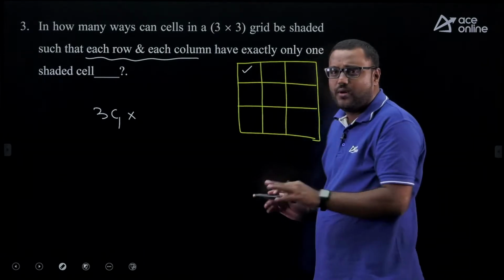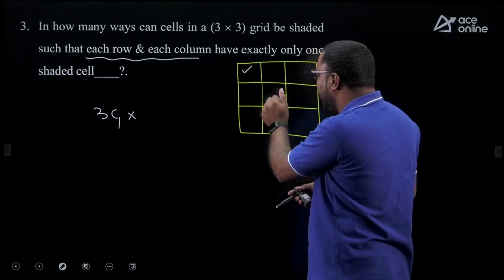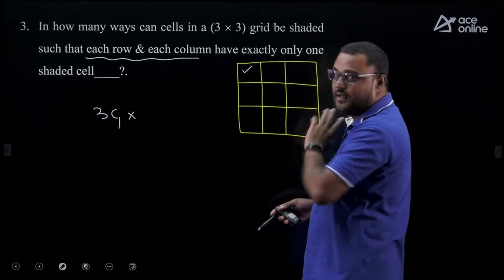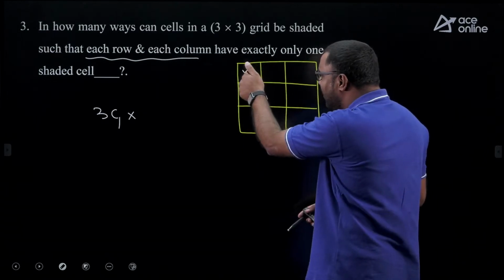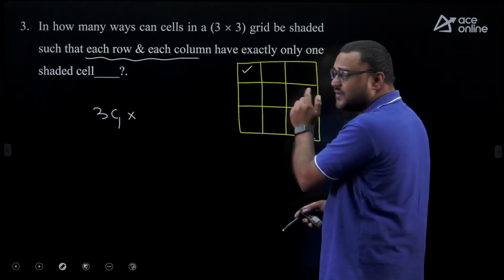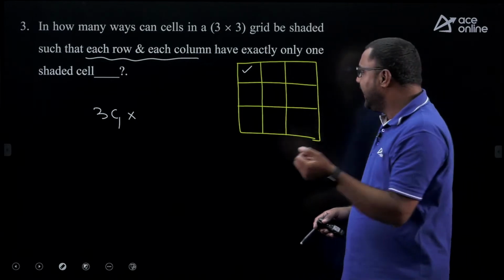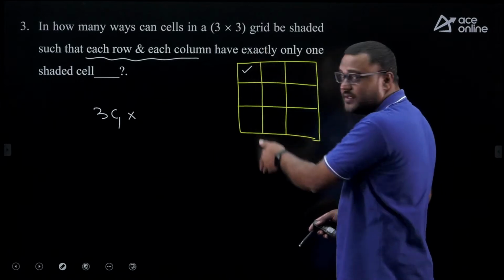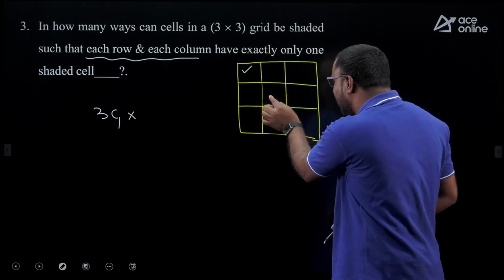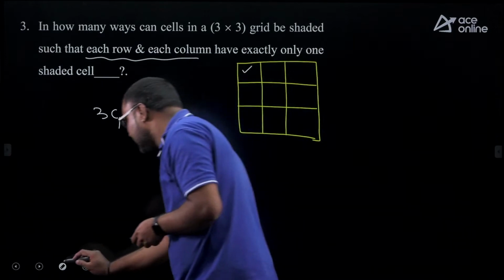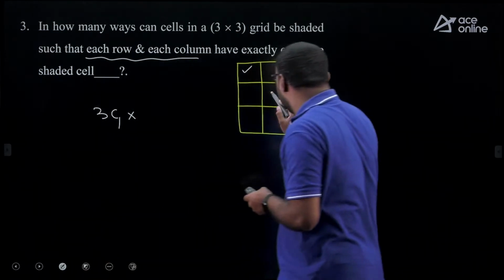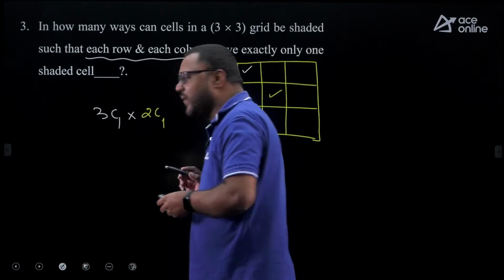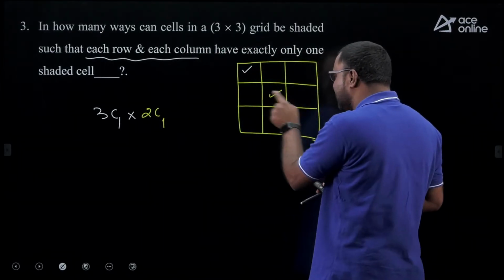Fine, now one box in that row is fixed. If I go for the same column again, the column will have 2 shaded. I want exactly one box shaded, and the column already has 1. Now I have only 2 choices for the second row. In the second row I need to fill one of the boxes. This one I cannot fill because the column would have 2 shaded. So I have only 2 choices, either here or here. So 2C1.